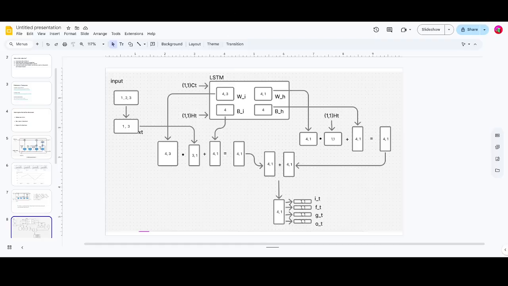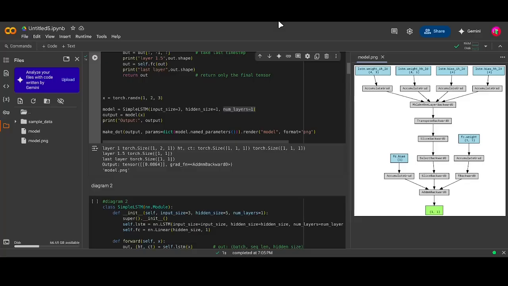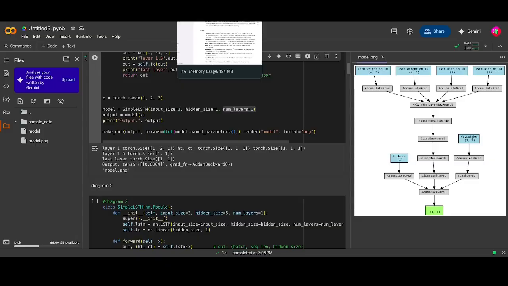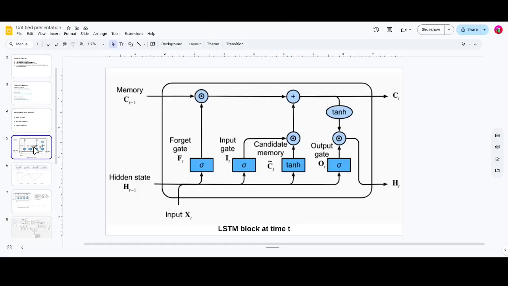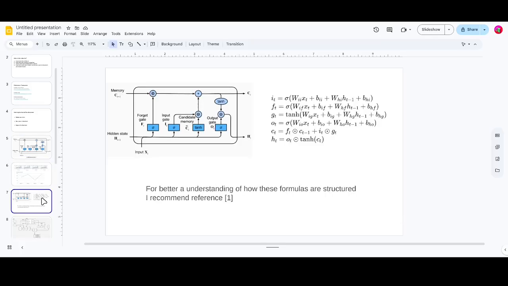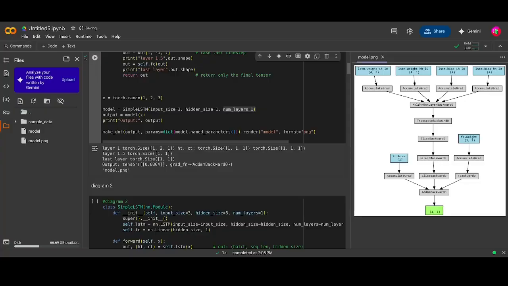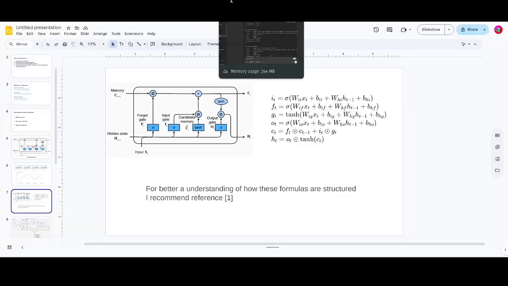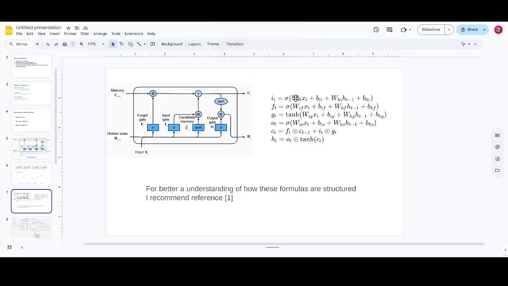The 4 is significant because it is the number of gates we are using. So 1, 2, 3, 4. We have 4 gates. As you can see, the W_i, basically the same thing as this W_i, is being used in 4 equations.